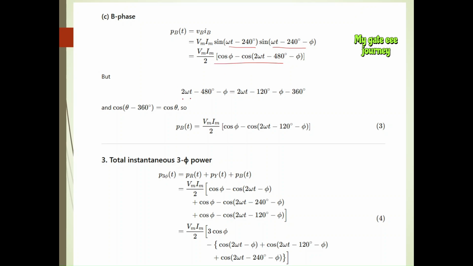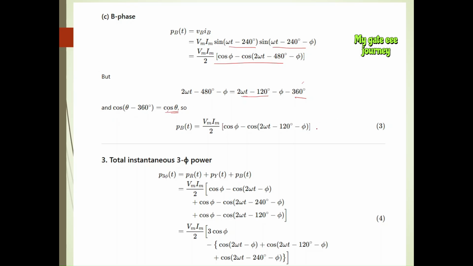And we know that 2 omega t minus 480 minus phi you can write as 2 omega t minus 120 minus phi minus 360, and for one complete cycle you can ignore this and you will remain with this one, means cos theta minus 360 is equal to cos theta.